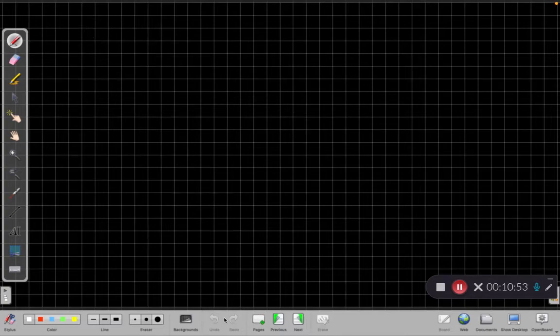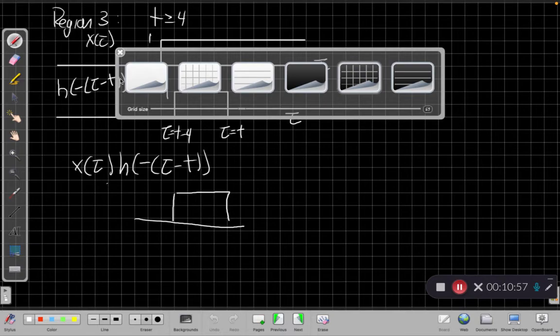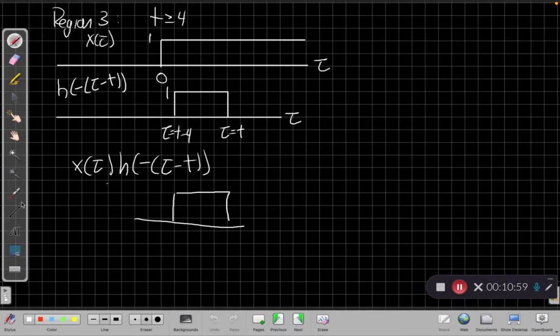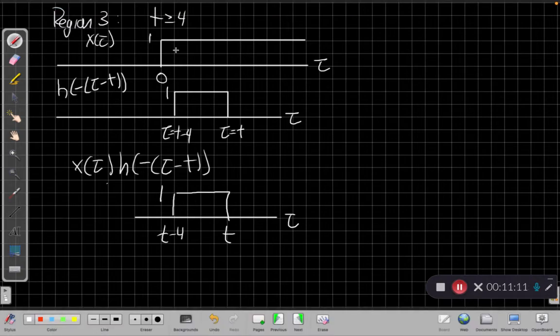Oh, that's a terrible rectangle. Oops. Right, so this is my product function. It has height 1 because I have 1 times 1 up here going from t minus 4 to t everywhere. So this is my product function.